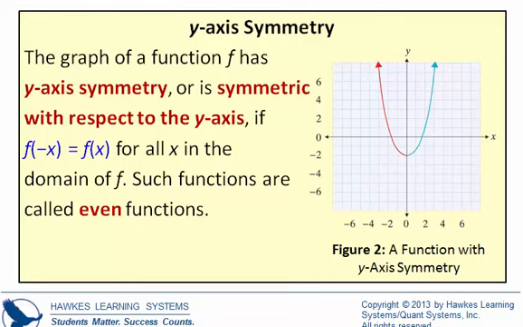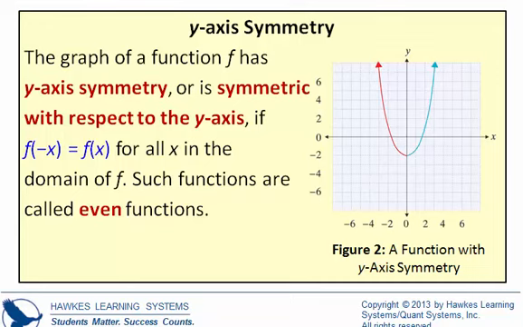Our definition says, the graph of a function f has y-axis symmetry, or is symmetric with respect to the y-axis, if f of negative x is equal to f of x for all x in the domain of f. Such functions are called even functions.